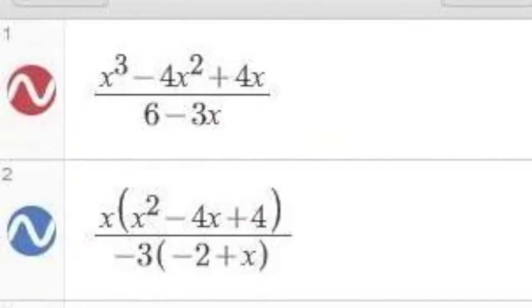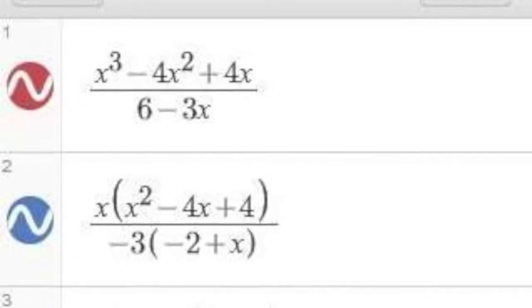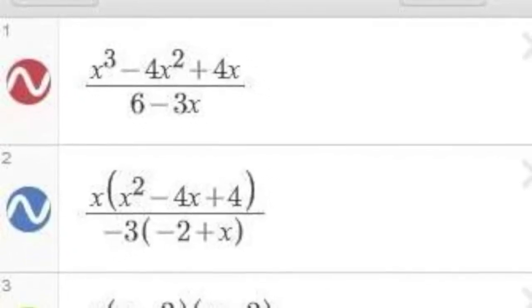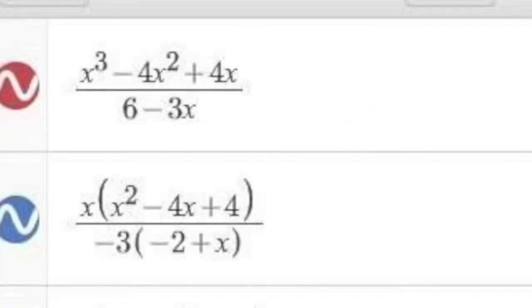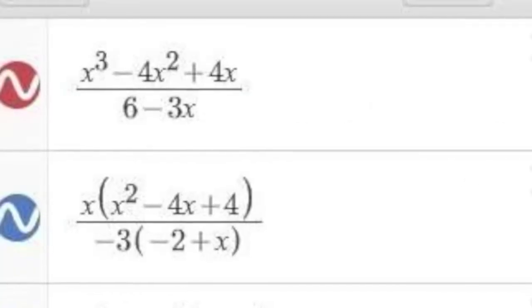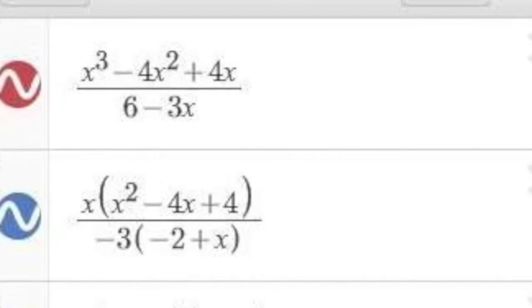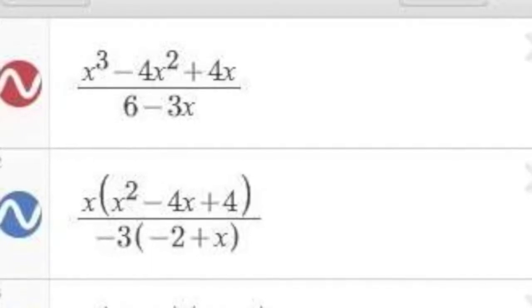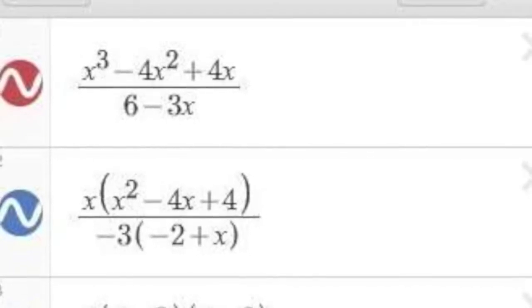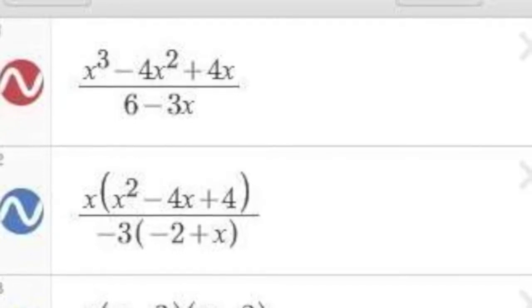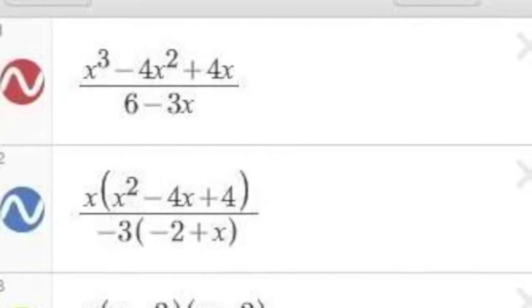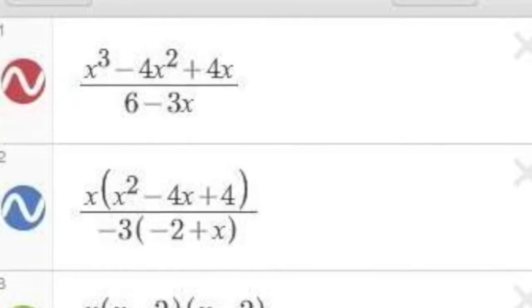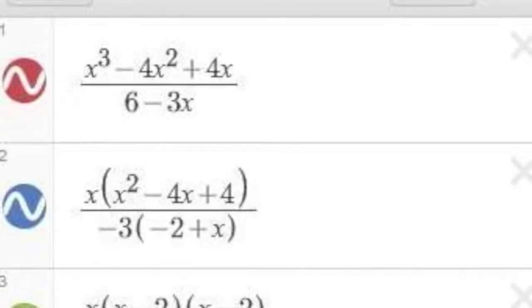This is the second problem that I'm gonna be solving. The limit of this problem is 2. The first thing that I have to do is factor this problem since it is very big and long. So I'm gonna take out the x and I'm gonna have left x squared minus 4x plus 4. And in the bottom I am gonna factor 2. I am gonna take out the negative 3, and in the inside of the parentheses I'm gonna have negative 2 plus x.